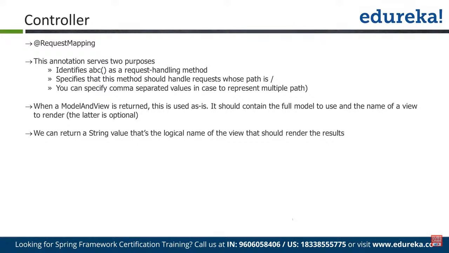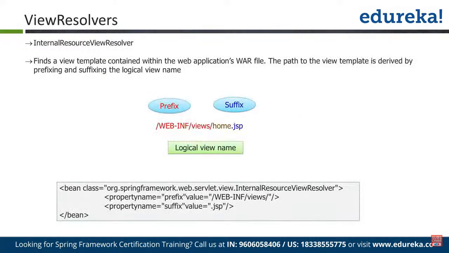When a model and view is returned, this is used as is. It should contain the full model to use and the name of a view to render. We can also return a string value, that is the logical name of the view that should render the results.